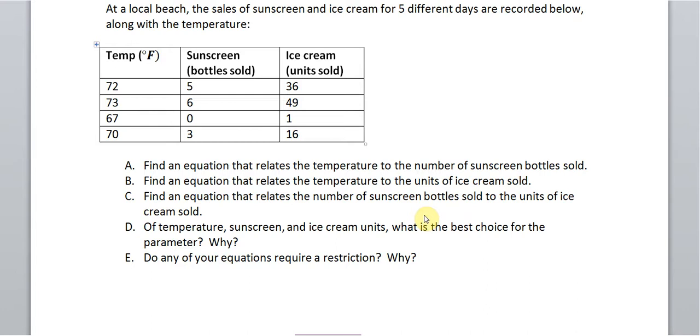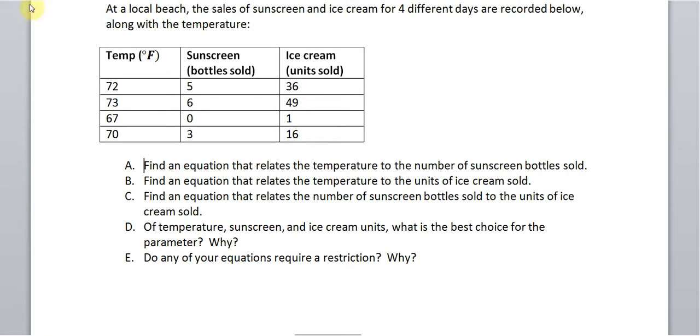So, at a local beach, the sales of sunscreen and ice cream for 5 different days are recorded below. That should not say 5 different days. Those are 4 different days recorded below. Here's the table with some information. Find an equation that relates the temperature to the number of sunscreen bottles. Find an equation that relates temperature to the units of ice cream. And finally, find an equation that relates the sunscreen bottles sold to the units of ice cream sold.